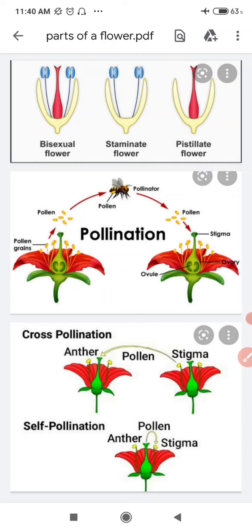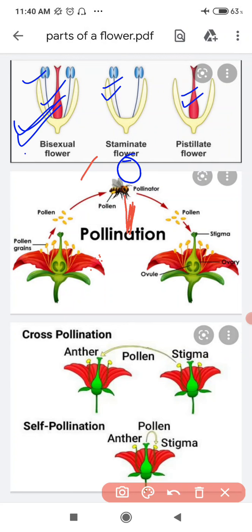Okay. Next, come to the point, what is pollination? The transfer of pollen grains from the anther of the flower to the stigma of the same flower or of another flower of the same kind is called pollination. See the picture. This is the pollination. The pollination may take place by wind, water, insects or animals. After pollination, the ovary swells up and changes into a fruit. The ovules change into seeds which remain inside the fruit.